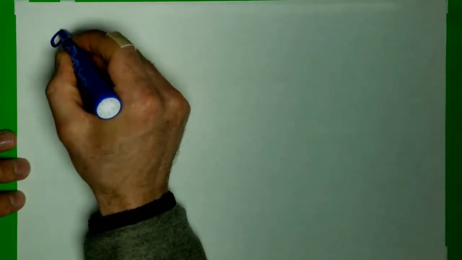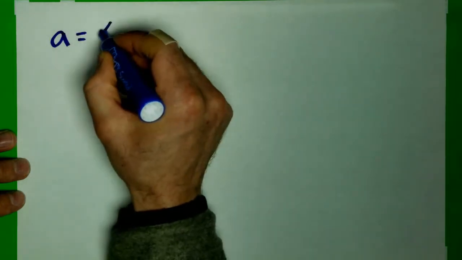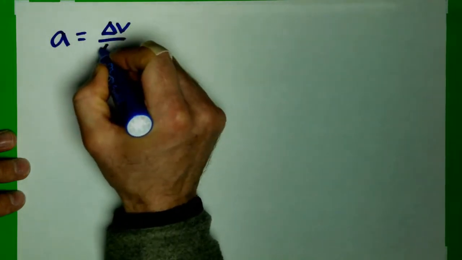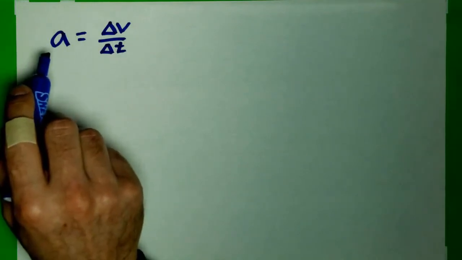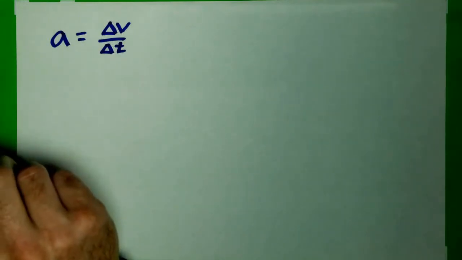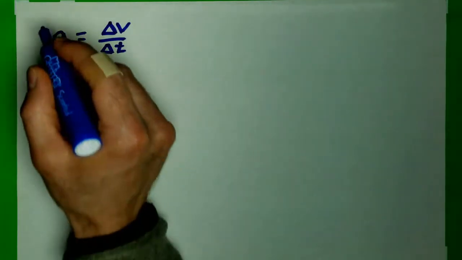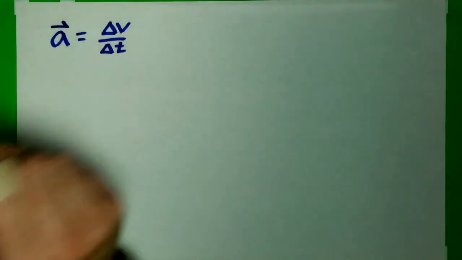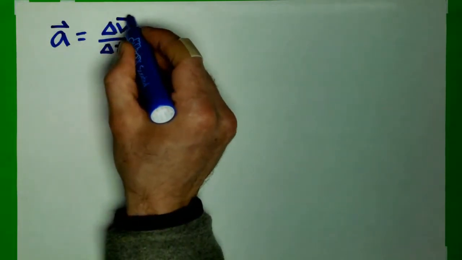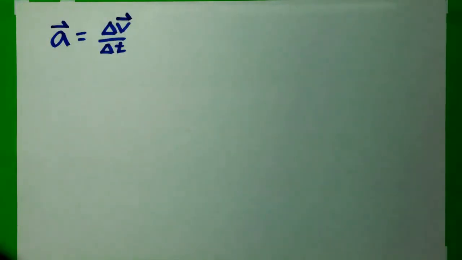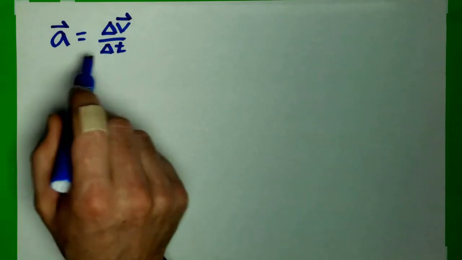Acceleration is defined as a change in velocity over a change in time. But if we're considering two-dimensional motion, we have to be careful with vectors. And so acceleration is a vector. It's got direction as well as a magnitude. And velocity is also a vector. So how do we deal with that?